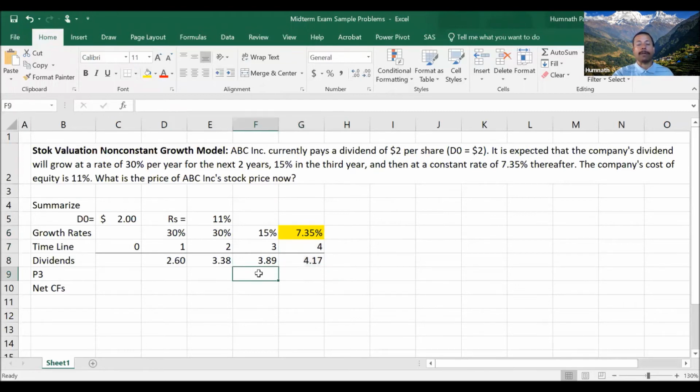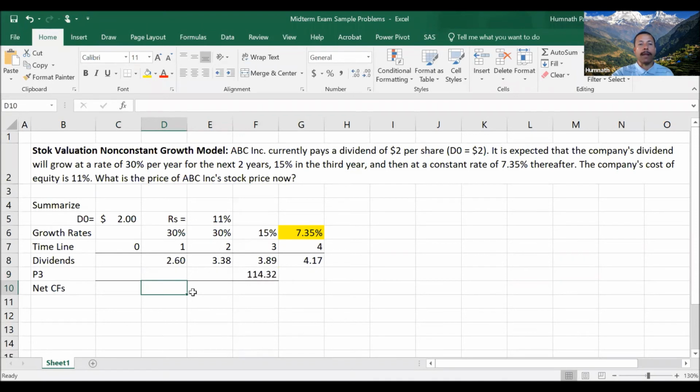Now the second thing we can do is calculate the price of the stock in year 3. The price of the stock in year 3 equals dividend 4 divided by R_s, which is 11%, minus the constant growth rate, G. That gives us the stock price using the constant growth model. Now we can calculate the net cash flows.